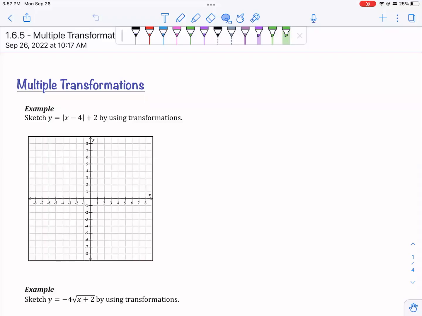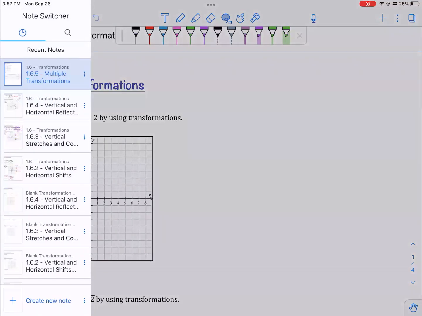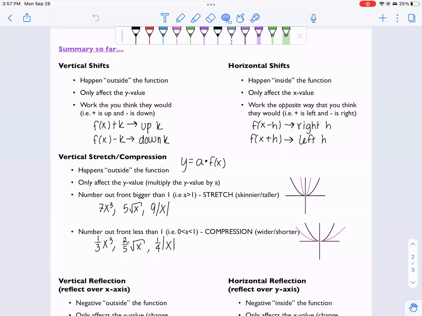All right, so we have talked about shifting up, down, left, right. We have talked about vertical stretches and compressions, and we have talked about reflections. We're going to put that all together now and just enjoy using all the pieces together. Real quick reminder, what happened last time.